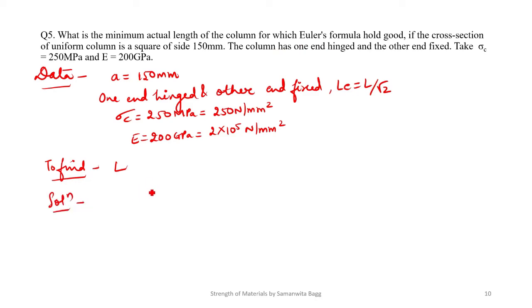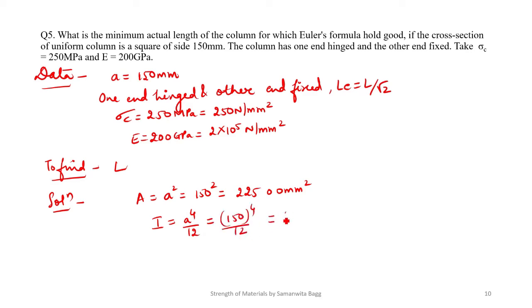Now, we know for a square, calculating area is very simple. It will be side square, that is 150 square, that is 22500 mm square. And I'll calculate the moment of inertia for this. That will be A raised to 4 upon 12. This is 150 raised to 4 upon 12, which will be 42.1875 into 10 raised to 6 mm raised to 4.